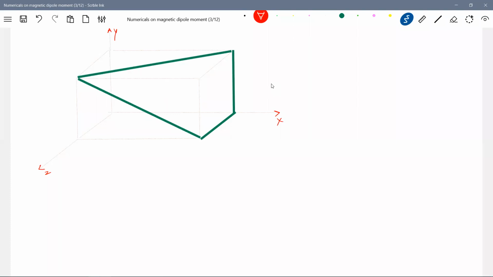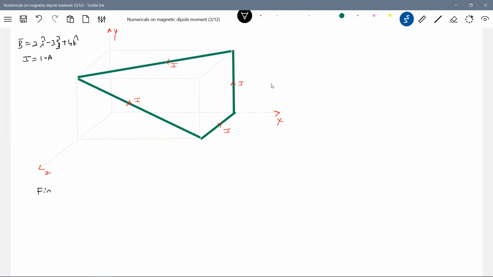A current I is flowing through it. There's a magnetic field, B bar equal to 2I cap minus 3J cap plus 4K cap. Let the current be 10 ampere. We have to find out the net force on the loop, dipole moment, and the net torque.